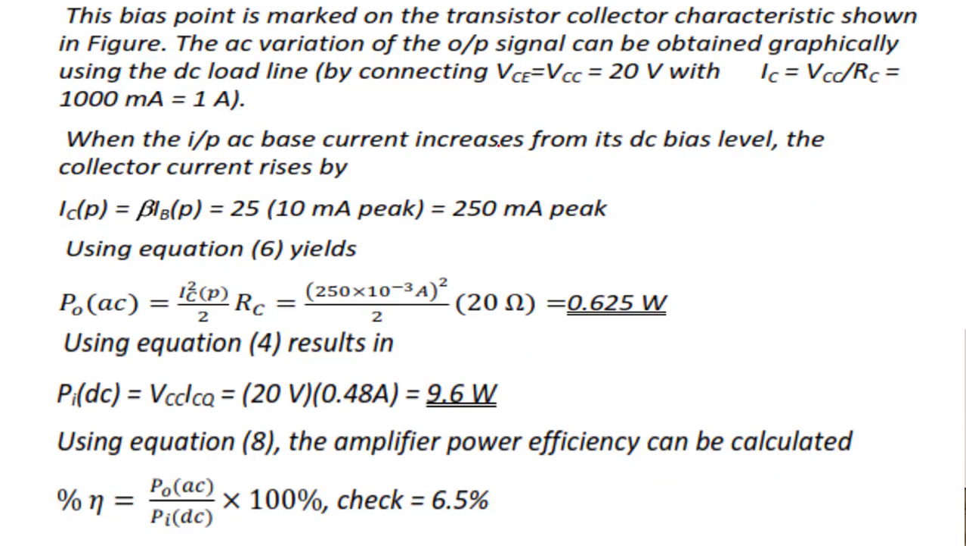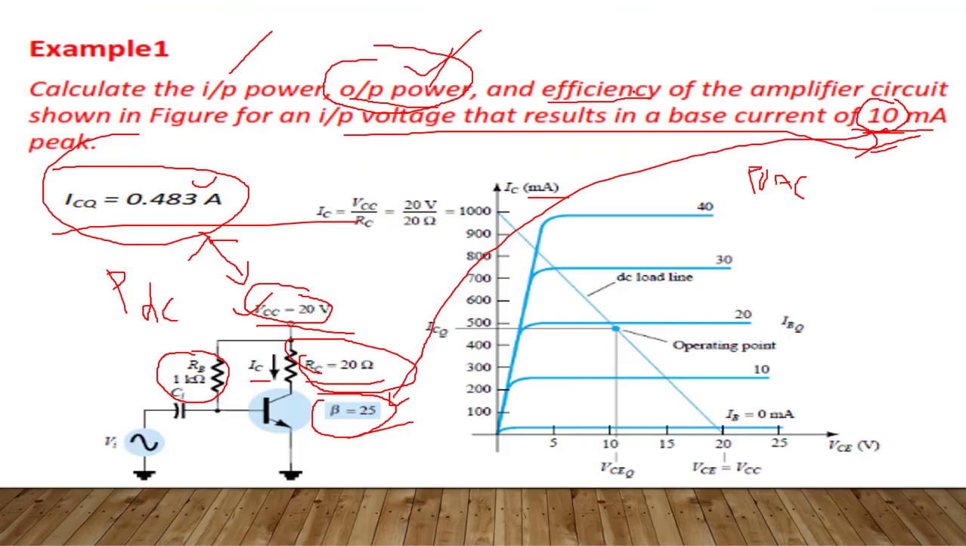So 0.625 watt for the power P naught AC, and PDC it's 9.6 watt. Yes or no? So now I want to find efficiency. How to find actually efficiency? Output power divided by input power. So make it P naught AC divided by P naught DC. Very simple. We got both the values. Make it one divided by another one. You will get the efficiency. What is the efficiency now?